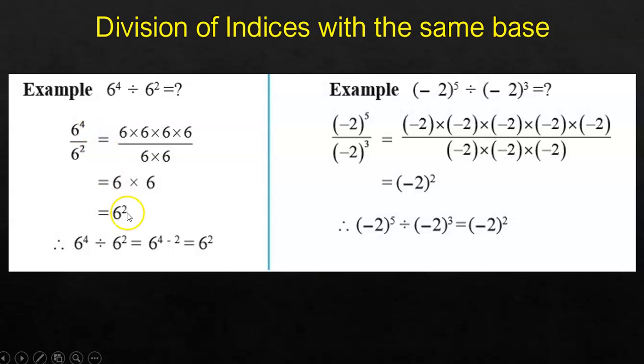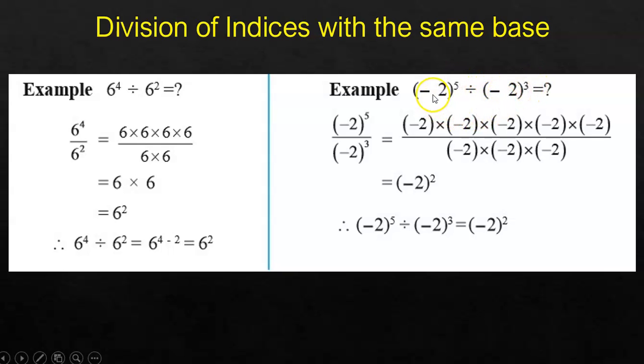This 2 I can also get by subtracting 2 from 4. So that is another way. 6 raised to 4 divided by 6 raised to 2 is 6 raised to 4 minus 2, which is 6 squared. Now next example. Over here, minus 2 raised to 5 divided by minus 2 raised to 3.